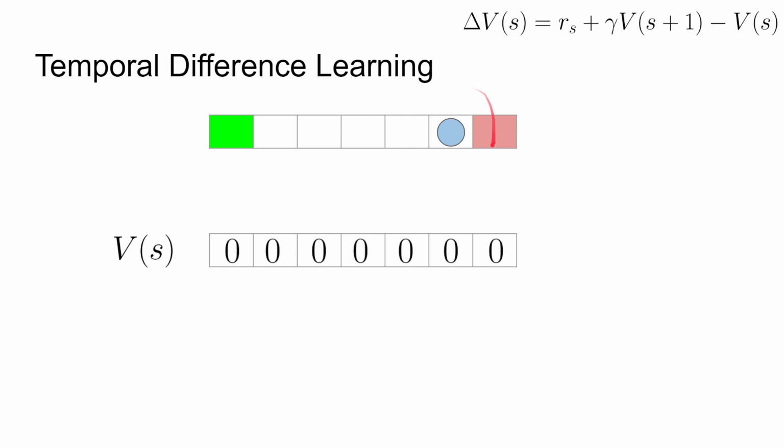Now I can randomly choose again. Maybe I go this way. Maybe I come back. Maybe something's going to happen. Eventually, I'm going to hit one of these two squares. Let's assume I hit this red square.